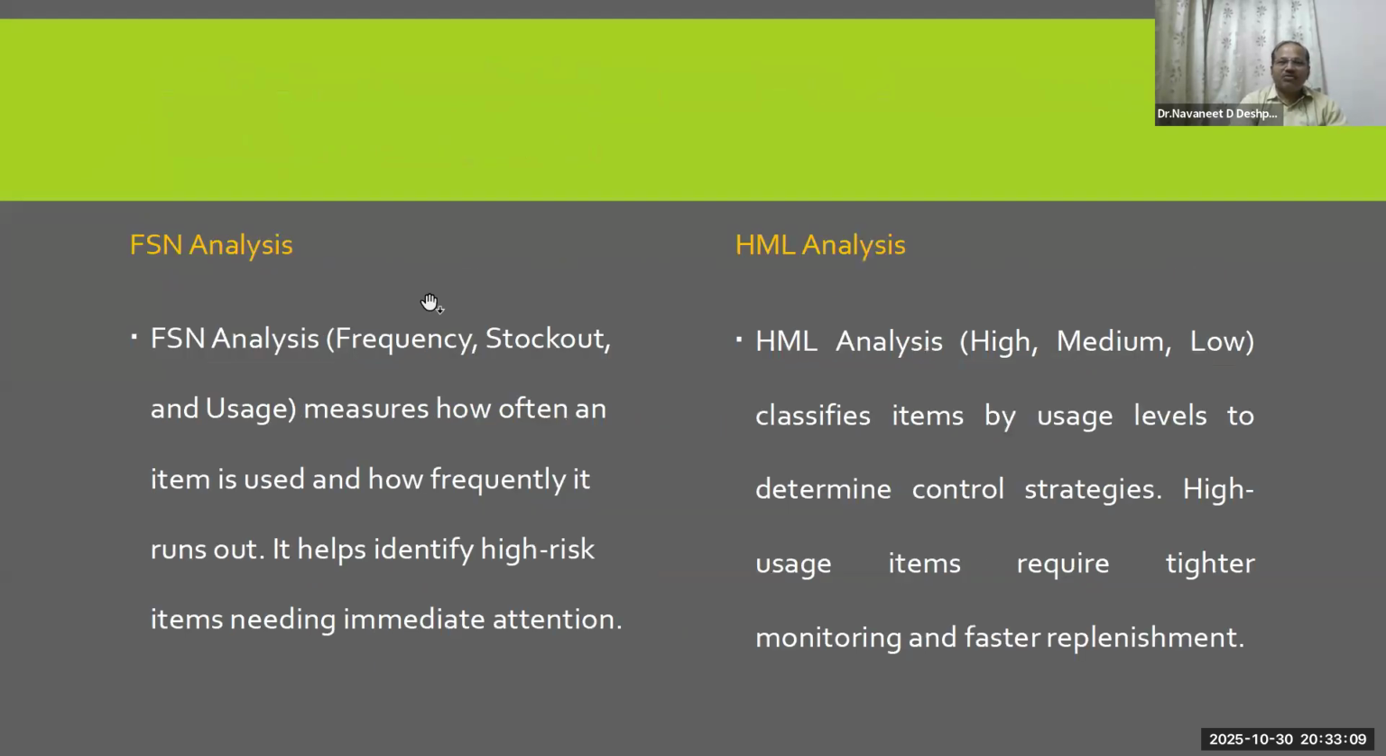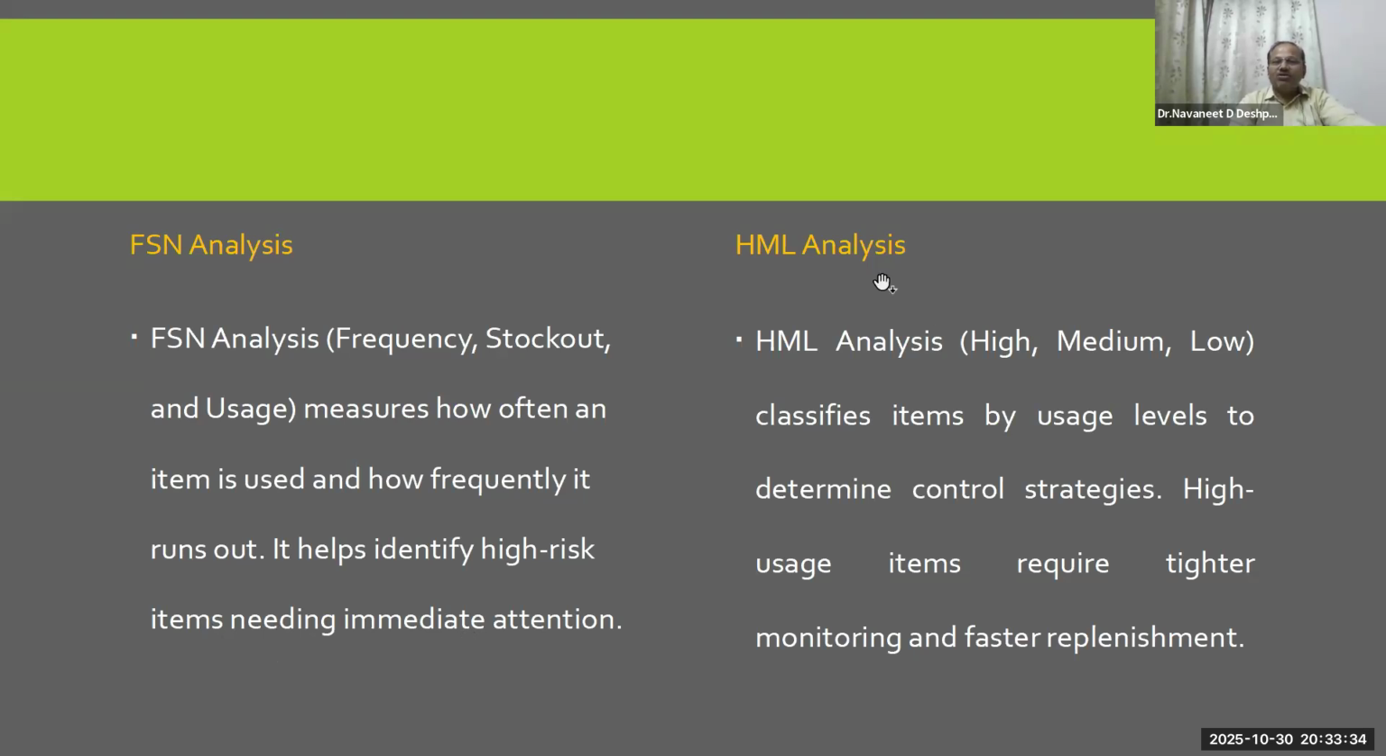And there is a third thing known as FSN, that is frequency, stock out, and usage value. How frequently the materials are being used, how many times you are facing a stock out, and how many times they are actually used. So this will help you see how frequently it runs out of stock. It helps identify high risk items needed for immediate attention.